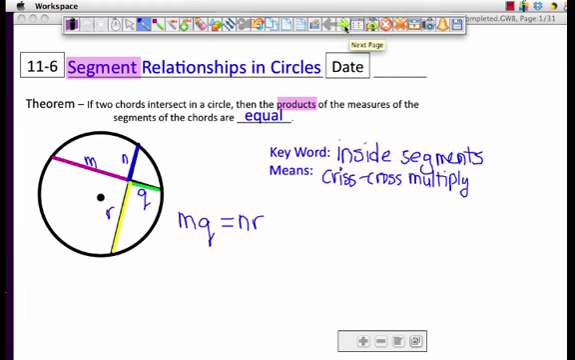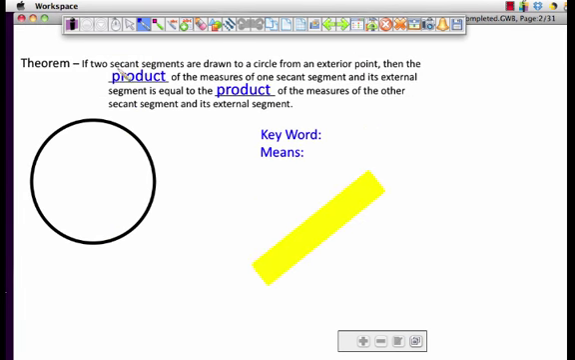The next rule talks about if two secant segments are segments that go through the circle twice, drawn to a circle from an outside point. If you have that, then the product of the measures of one secant segment and its external segment is equal to the product of the measures of the other secant segment and its external segment. A lot of words. Let's break this one down.